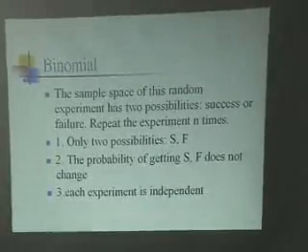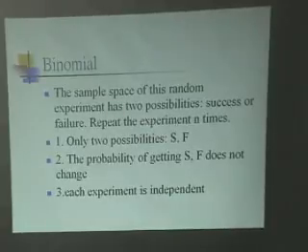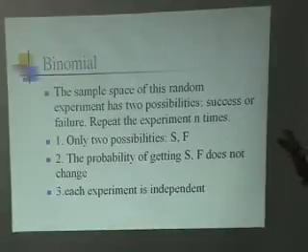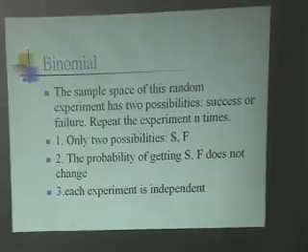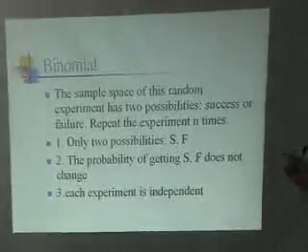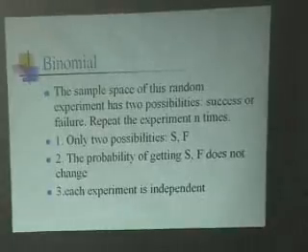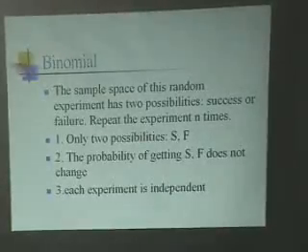The first one: the sample space of this random experiment has two possibilities. Two possibilities, success or failure. Before we talk about binomial, we have a lot of examples. For example, cast a coin. You only have two sides, right? Heads or tails.